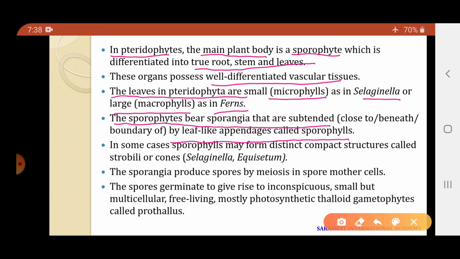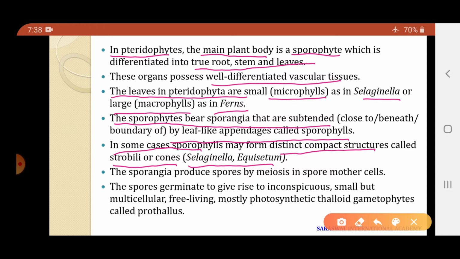Now, in some cases, the sporophylls, they form the compact structures, and these compact structures are called as strobili or cones. So, students, the leaf possess the sporangia. Now, these leaves, basically they form the sporophylls. The leaf-like structures are called as sporophylls. So, these sporophylls, sometimes they form a compact distinct structure, and this compact distinct structure is called as strobili or cones. It may be present in Selaginella, Equisetum, etc.